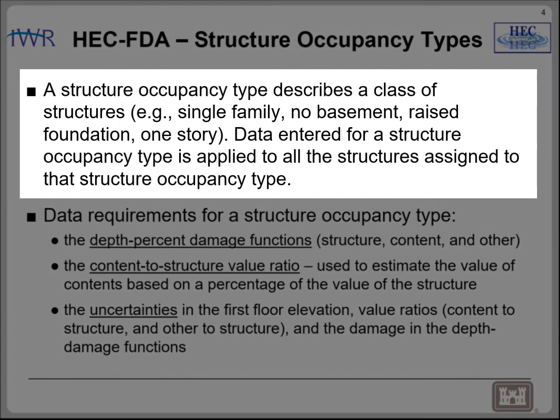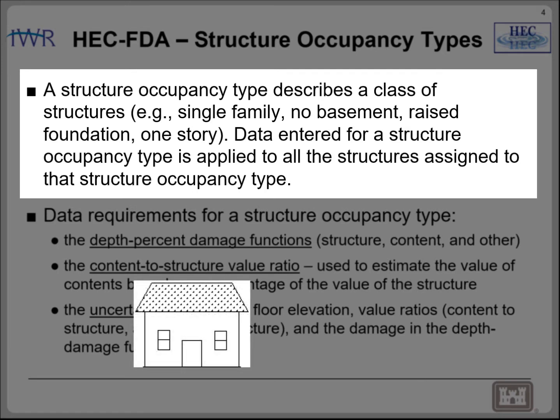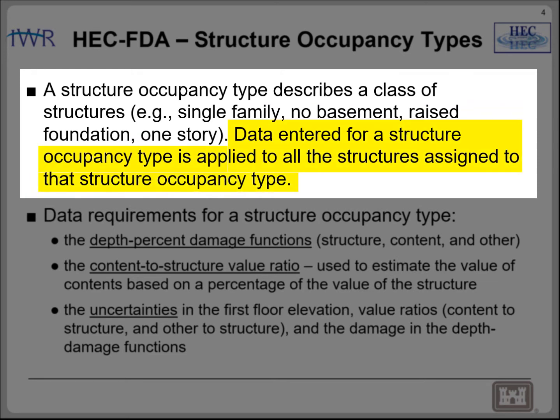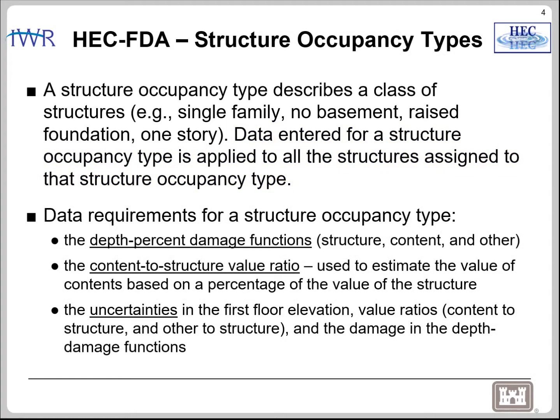The structure occupancy type is another way to aggregate structures. In this case, you describe the class of the structure, such as a single-family, no-basement, raised foundation, one-story structure. You can also have, for example, a single-family, no-basement, raised foundation, two-story structure. The data that's entered for a structure occupancy type is applied to all structures assigned to that structure occupancy type.